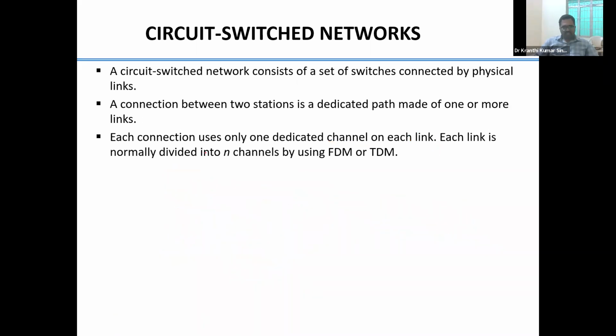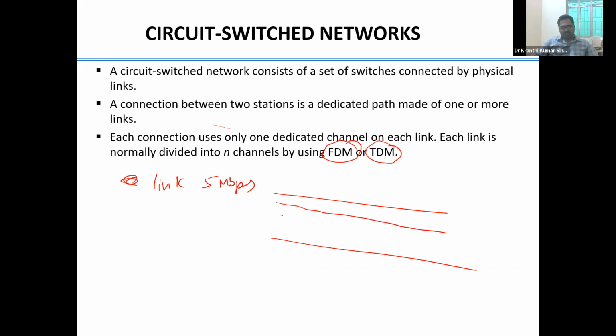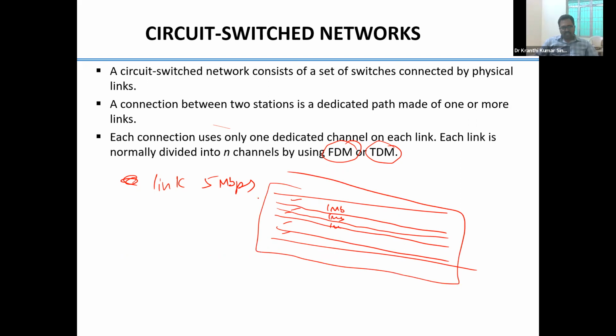Each connection uses only one dedicated channel on each link. Each link is normally divided into n channels by using either frequency division multiplexing or time division multiplexing. So what is frequency division multiplexing? For example, my link capacity is 5 Mbps. Then I can divide my link into 5 individual channels, each of capacity 1 Mbps. That means this entire frequency is divided into 5 channels. At a time, 5 devices can transmit their own data by selecting individual channels: channel 1, channel 2, channel 3, channel 4, channel 5. This is called frequency division multiplexing.